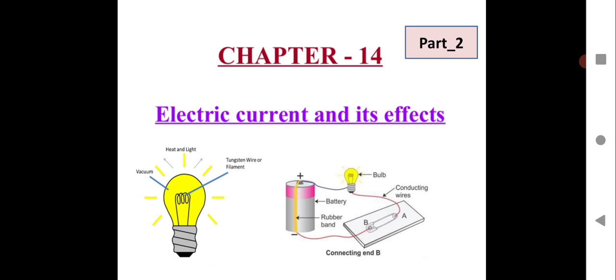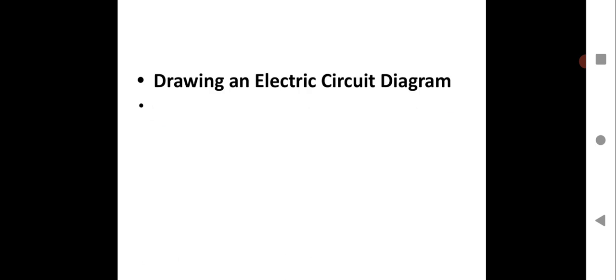So let us see what we are having in this session. We will continue with the chapter. Please take down all the important points discussed in the session, children. Now first of all, we will see drawing an electric circuit diagram.